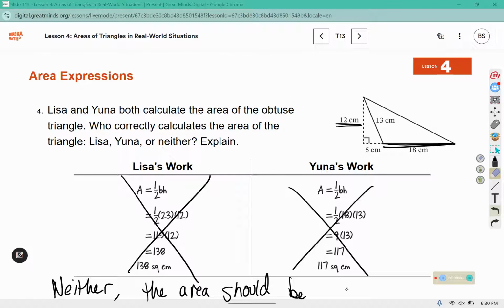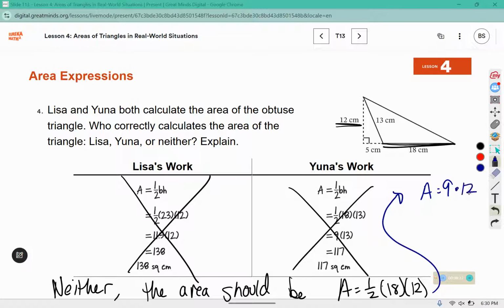The area should be A equals half of 18 times 12. Well, half of 18 is 9. I'm going to move up here. And 9 times 12 is 108 centimeters squared.